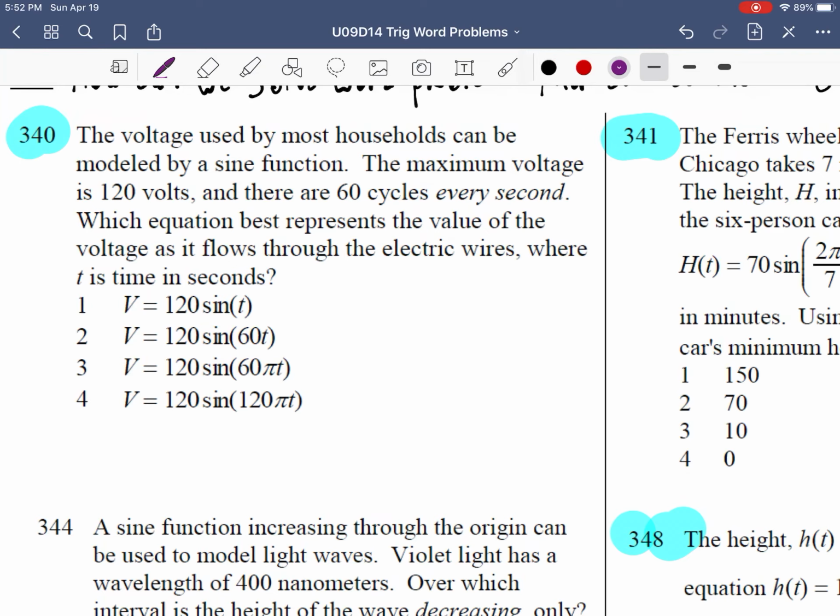So in the case of voltage running through an electrical socket, the voltage would probably hit a minimum to keep something working, up to a maximum value without shorting out, and just repeat that. So that's kind of what's happening here. Let's read this question more carefully.